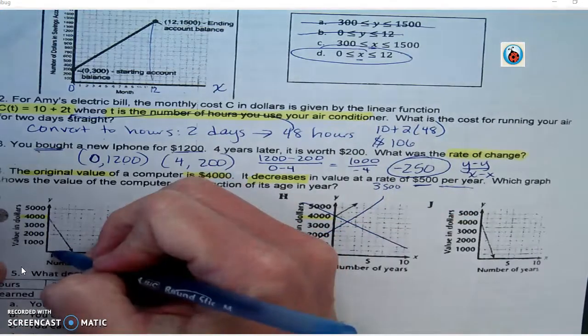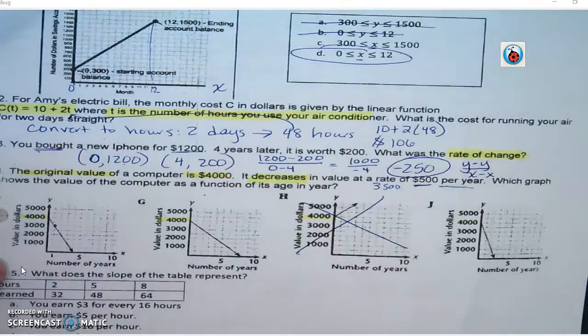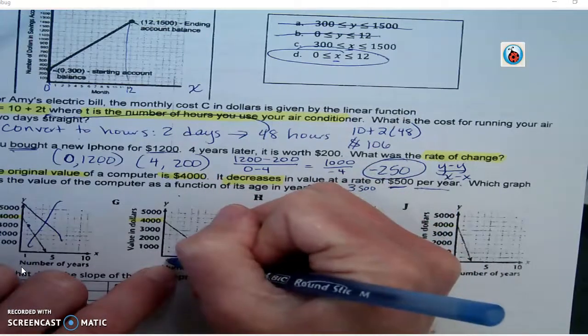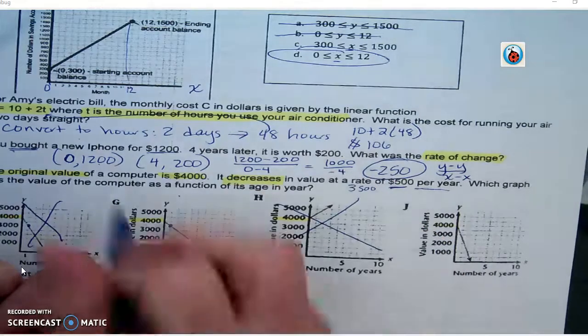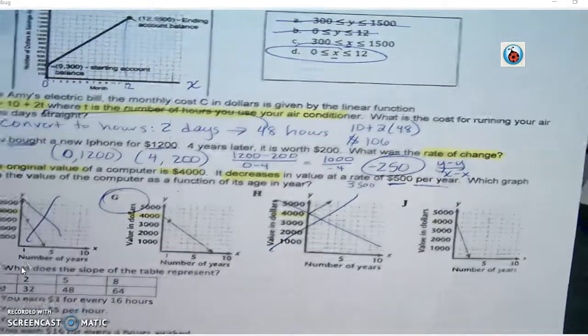So let's check this one. After 1 year, is it at 3,500? Nope. At 1 year, it's at 3,000. So that does not work. What about the next one? At 1 year, is it at 3,500? Yes, it is. So G is your answer. It's going down 500 a year.